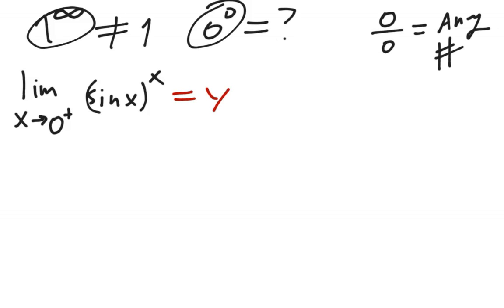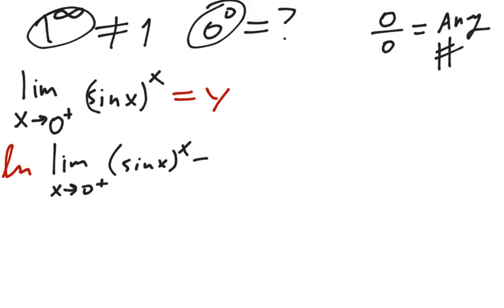And then what we're going to do is take the natural log of both sides. So we're going to do the natural log of the limit as x approaches 0 from the right of sine of x to the x, and this is going to equal the natural log of y. And now the reason I do this is because now I can bring down this x in front of the natural log. So let's do that now.